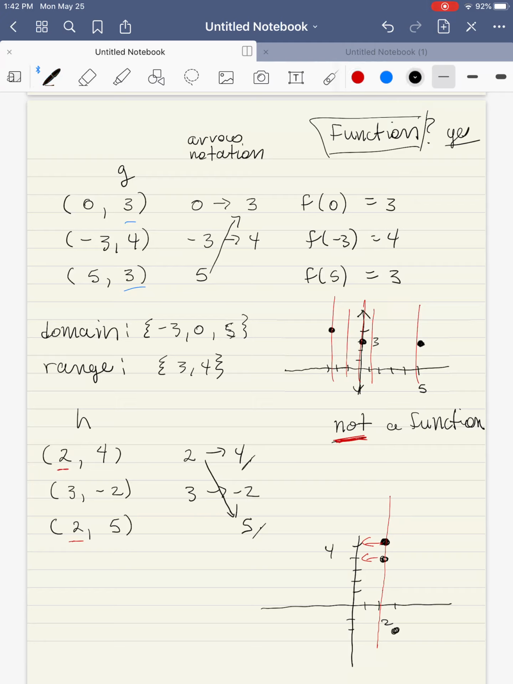And if I wrote my domain, I have 2 and 3 are my only 2 numbers. In my range, I have -2, 4, and 5. And again, I put these in left-right numerical order. That's the normal way you do that. And if you have the same number twice, you don't write it twice. You just list it one time.